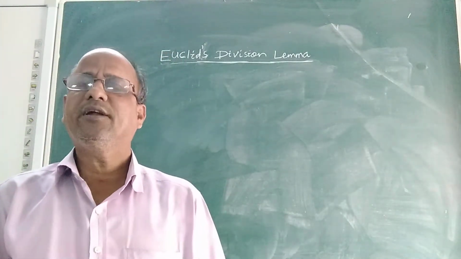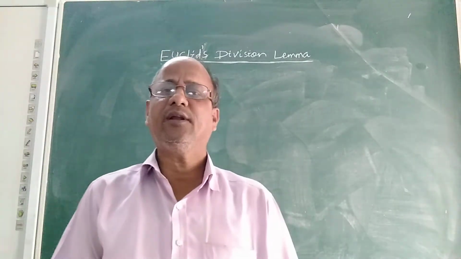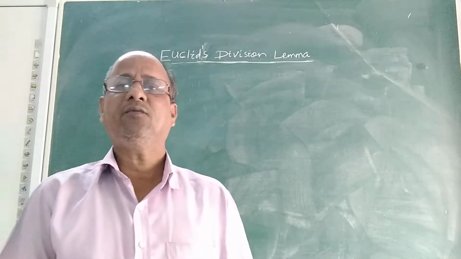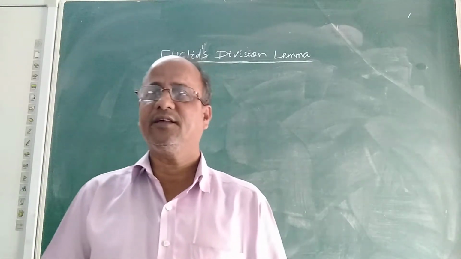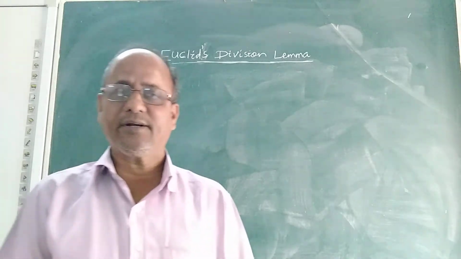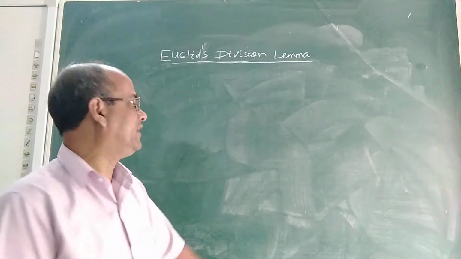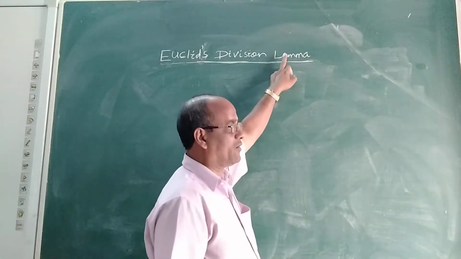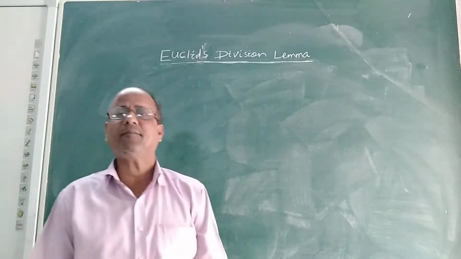Okay, Euclid, who is Euclid? He was a great Greek mathematician. He had given a lemma. Now look at the word lemma. What does lemma mean?